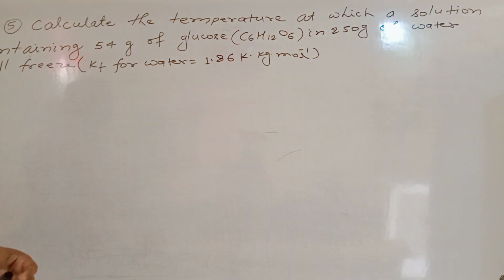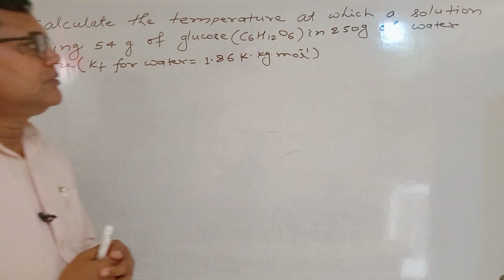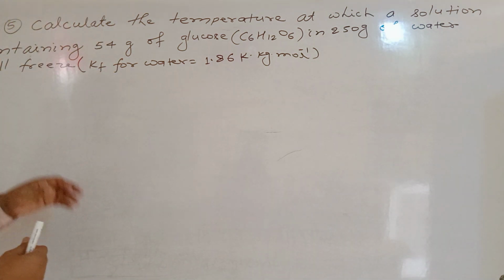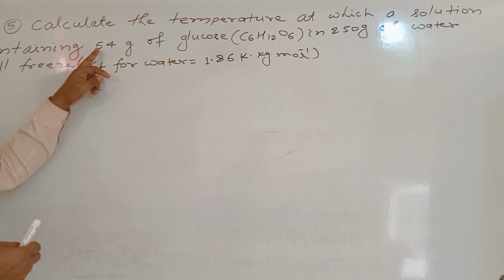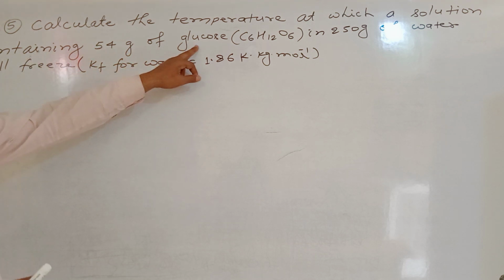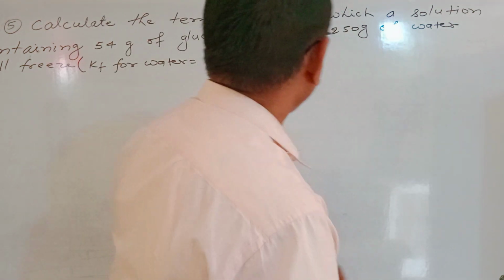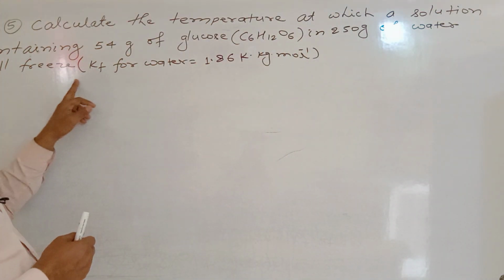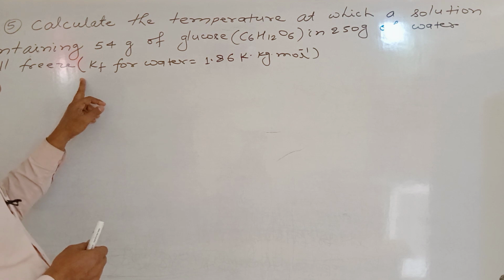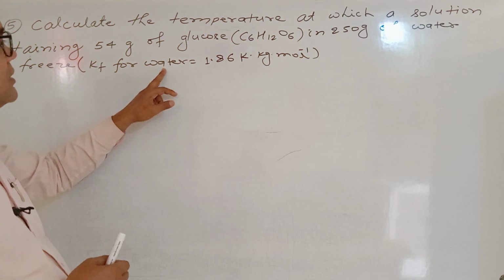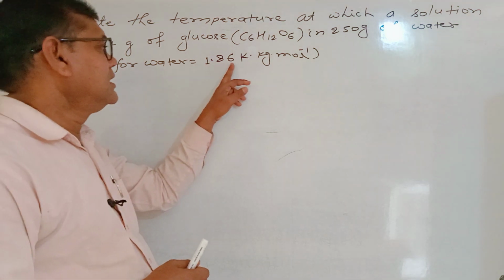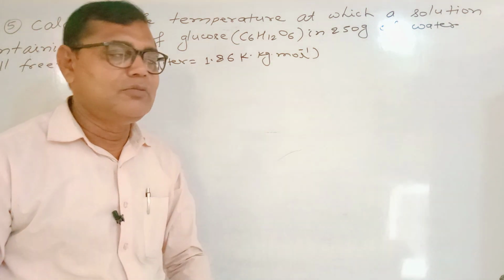Now we write numerical. Calculate the temperature at which a solution containing 54 grams of glucose in 250 grams of water will freeze. Kf for water is equal to 1.86 Kelvin kg mole inverse.